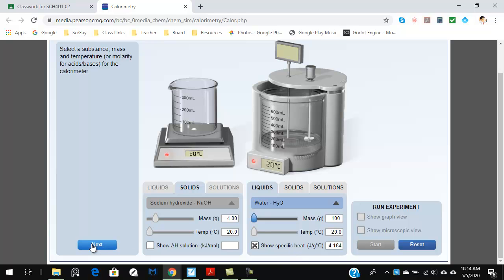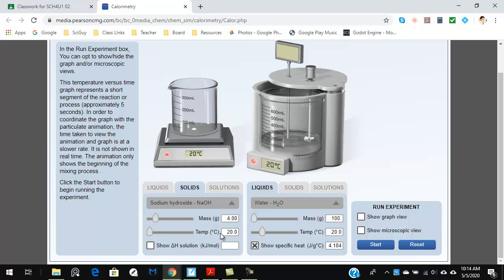Okay, and then when that's set up, we're ready to take the mass of NaOH, put it into the water, and see what the enthalpy change is, see what the temperature change will be in the calorimeter, and we can calculate experimentally the enthalpy change. So I'm just going to turn on a graph so we can see what's going on and hit start.